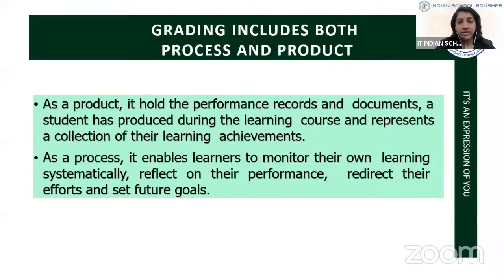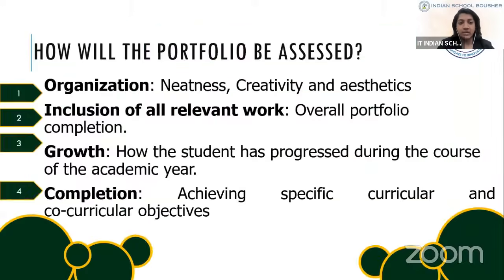Portfolio will be graded. It includes both the process and the product, which means that you will be evaluated during the process of creating the portfolio, and also the final product will be evaluated. So efforts will be considered during grading. How will the portfolio be assessed? Based on 4 parameters: organization, which means aesthetics, inclusion of all the relevant work, growth, how has the student progressed during the course of the academic year, and completion. The portfolio needs to be completed.